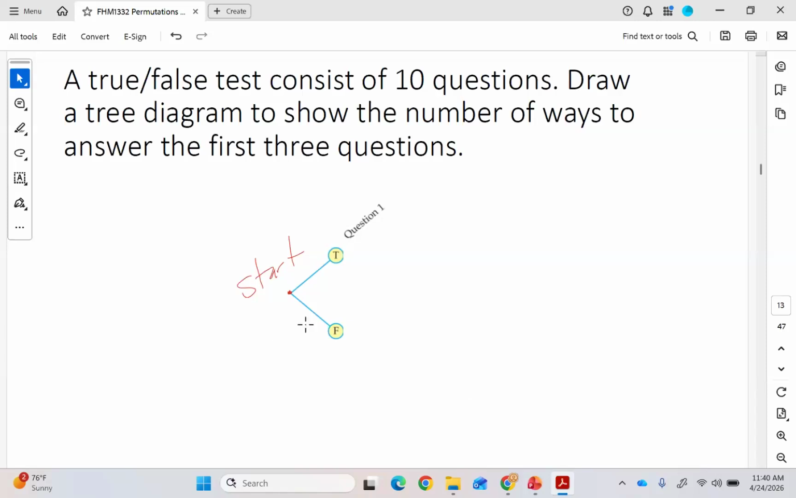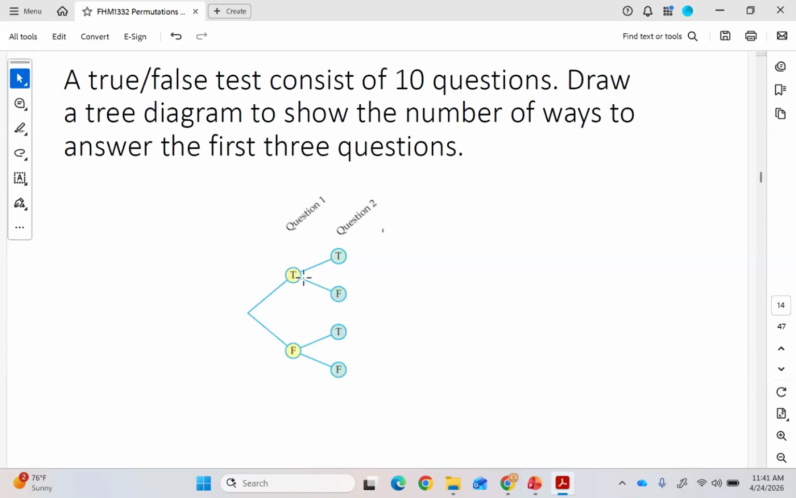And the first three questions. So even though there's 10 questions, we just want to know what are the different ways of answering the first three. And so you could start, the star is just kind of like to represent what are the possibilities. On question one, you could either answer true or false. And then once you answer question one, you will go and answer question two.